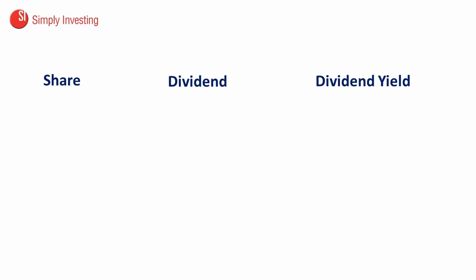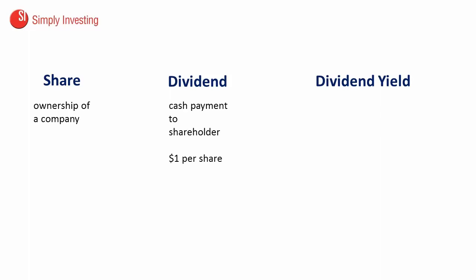So a share or a stock represents ownership of a company. So if you were to buy even a single share in a company, you would be part owner of that company. And as an owner of the company, you're entitled to share in the profits of the company. And those profits are paid out as dividends.